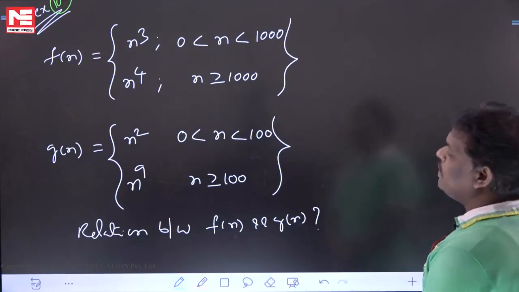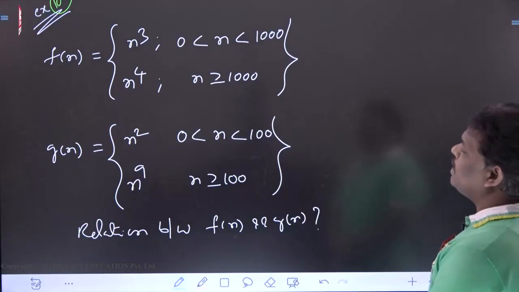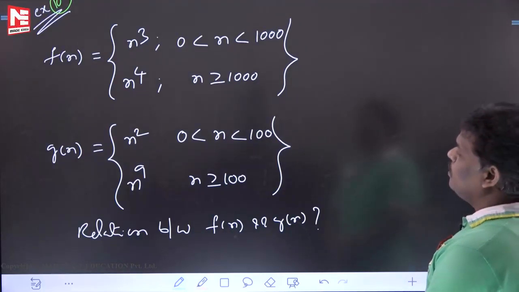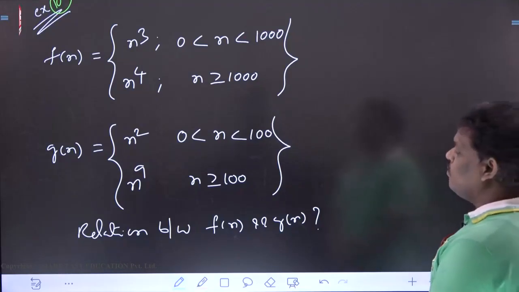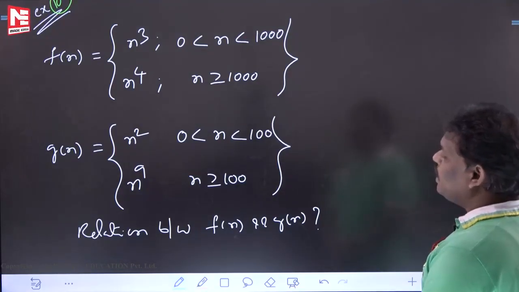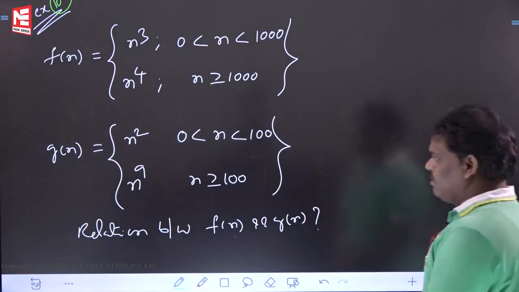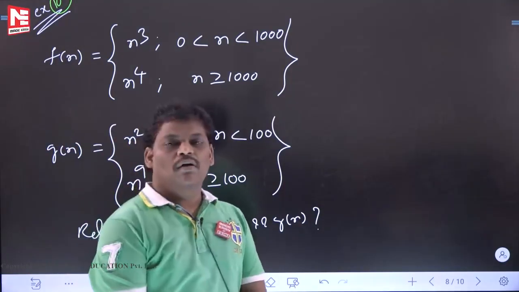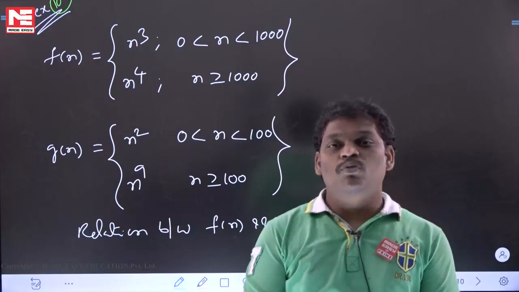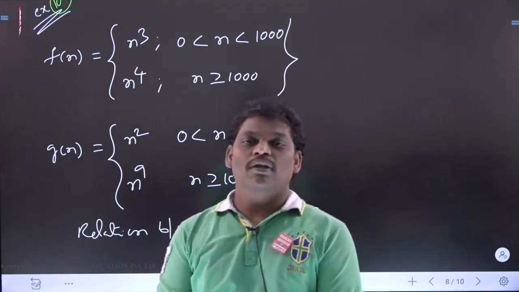F of n has two behaviors, g of n also has two behaviors. What is the f of n behavior? Before 1000 n cube, from 1000 onwards n power 4. G of n behavior: before 100 n square, from 100 onwards n power 9. So both have two different behaviors, right? Now can you help me and say how you will solve this problem? How will you solve this? What is the conclusion I will say?